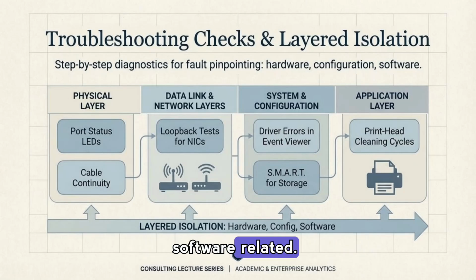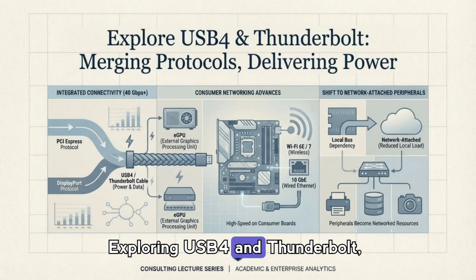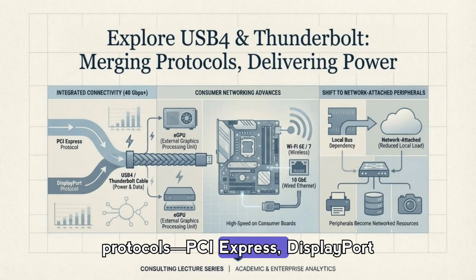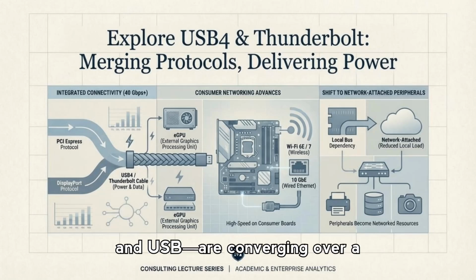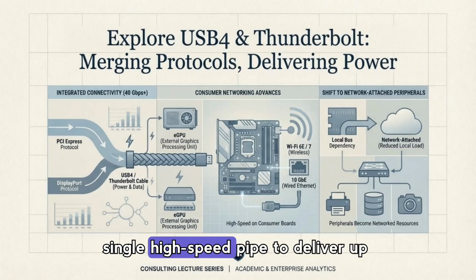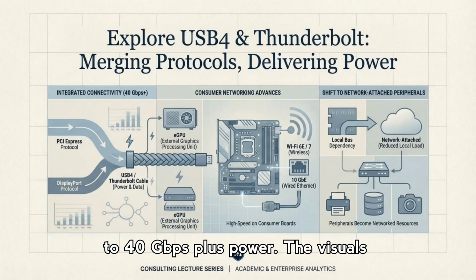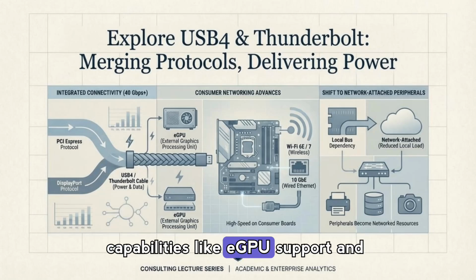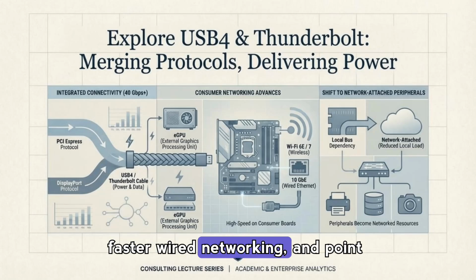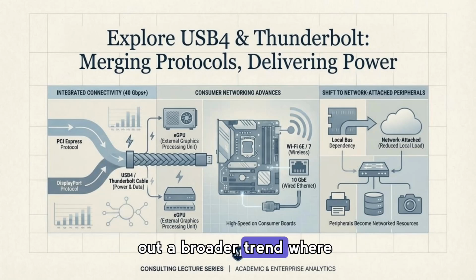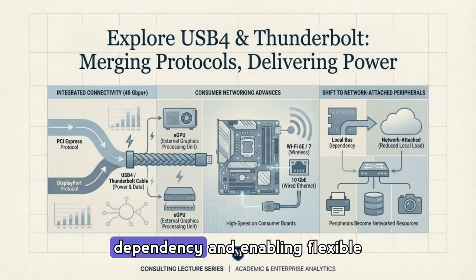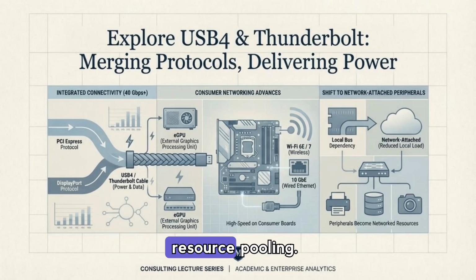configuration, or software related. Exploring USB4 and Thunderbolt, this slide shows how multiple protocols, PCI Express, DisplayPort, and USB, are converging over a single high-speed pipe to deliver up to 40 gigabits per second plus power. The visuals highlight new consumer board capabilities like eGPU support and faster wired networking, and point out a broader trend where peripherals are increasingly network attached, reducing local bus dependency and enabling flexible resource pooling.